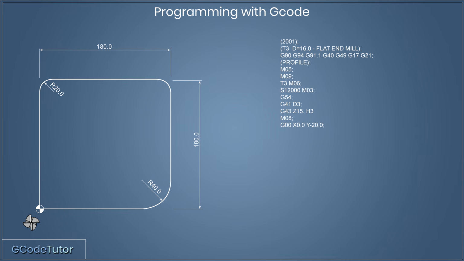So G00 moves the cutter the fastest possible way to our position of X0.0 and Y minus 20 mil. Now why am I going to a minus number in the Y axis? This is because I wish to start away from the component as I bring the cutter in. So rather than coming down right on X0, Y0, I've come off the Y axis by 20 millimeters so we can ramp into the job. This will give us a greater dimensional accuracy and surface finish as we start machining the part.